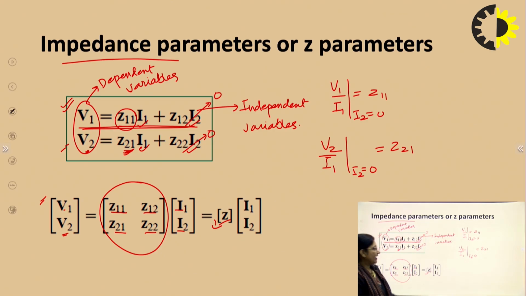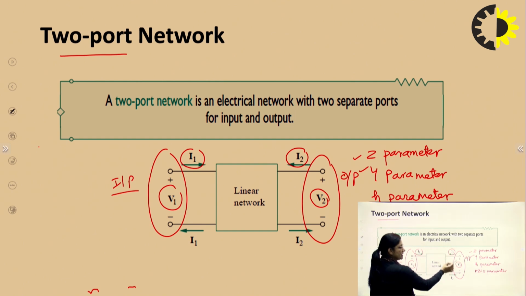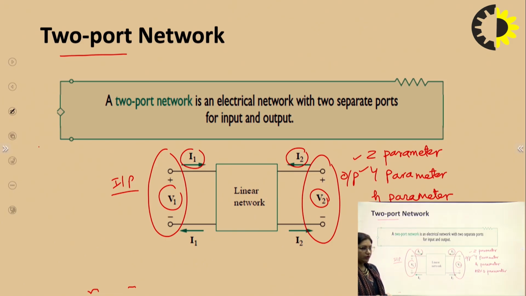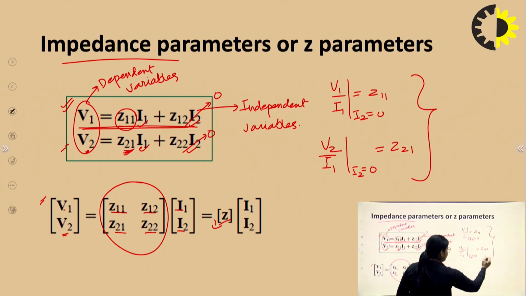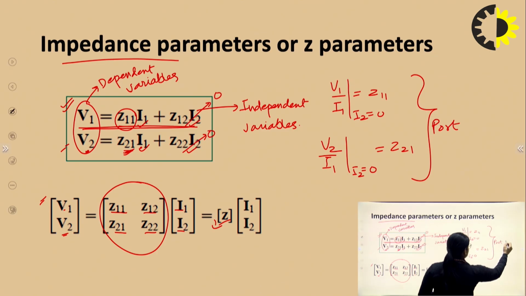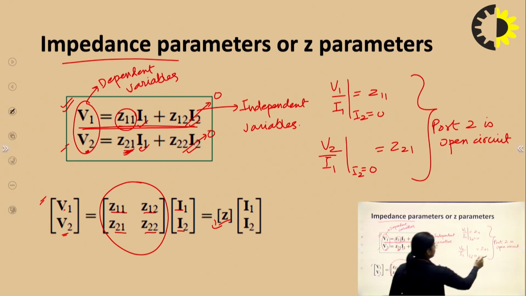I2 equal to 0 means this port 2 must be open circuit. Open circuit means there will be no current at port 2. So, I2 equal to 0 means port 2 is open circuit. Now, I need to calculate Z12 and Z22.